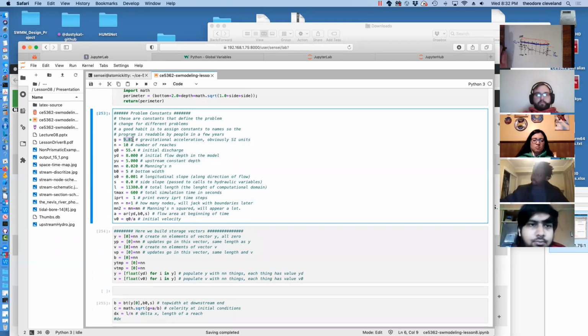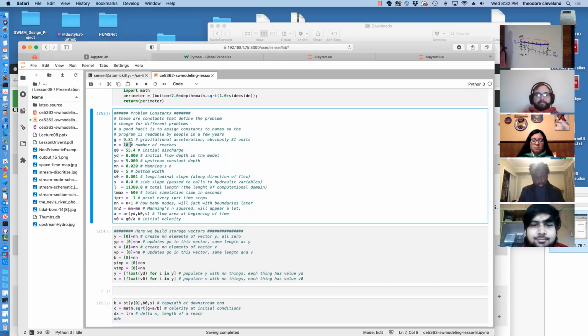gravity being set to 9.81, obviously SI units, obviously on the Earth. If we're doing Martian hydraulics, the acceleration of gravity is a little bit less than 6 meters per second squared, which kind of screws everything up, but it makes for good movies.